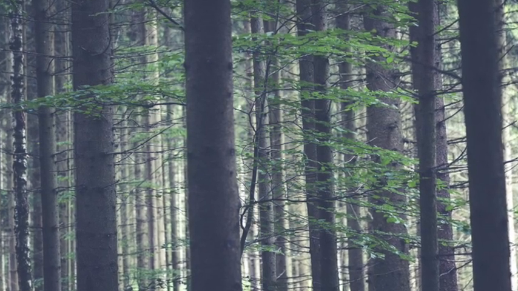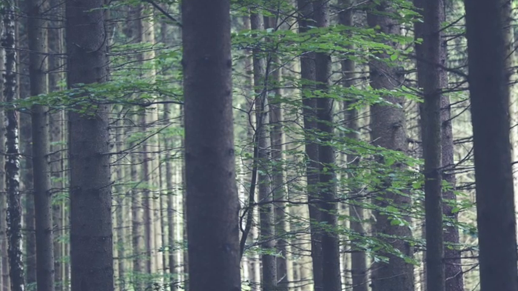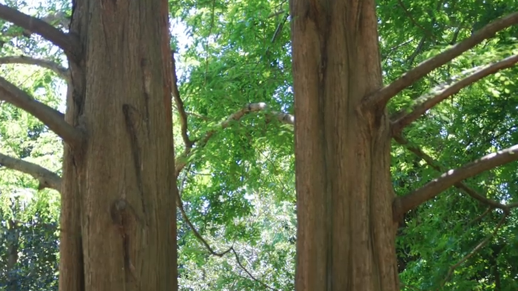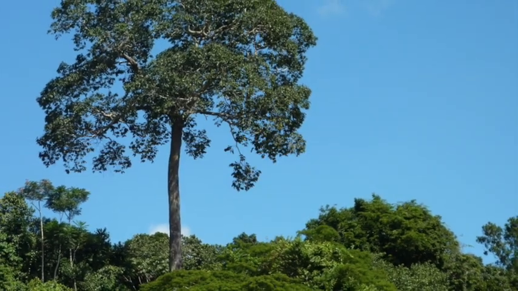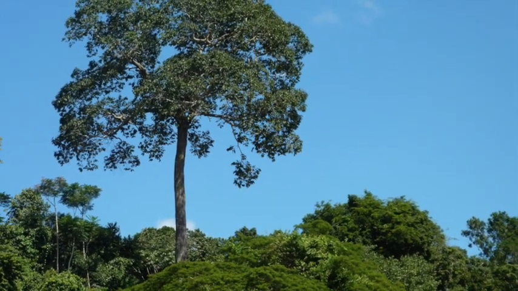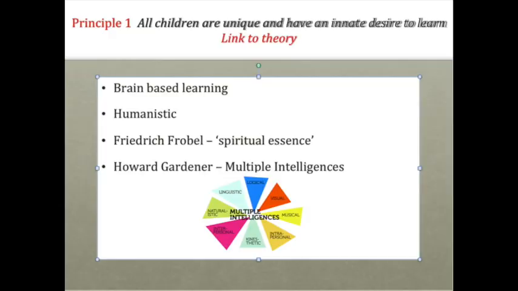Those who have not quite reached the canopy yet, but given time, will steadily grow upwards. The mainstream trees that grow side by side, balanced in height and thickness, and the emergent layer, the ones already poking through the canopy and exceeding every expectation. So how does my principle link to theory? Well, both brain-based and humanistic approaches to learning agree that the potential growth of a learner is boundless.